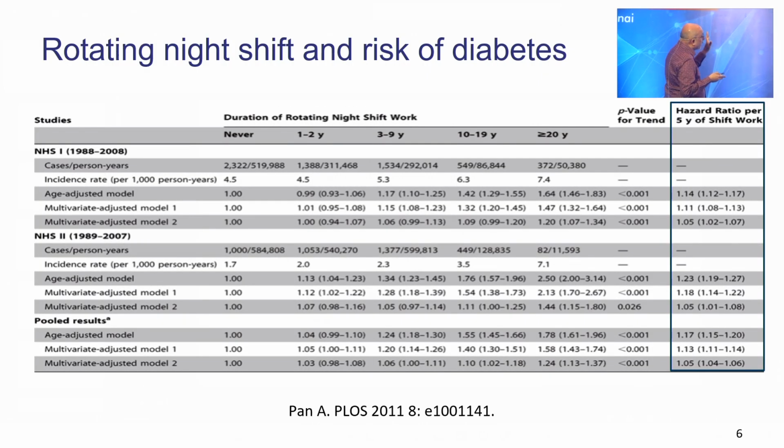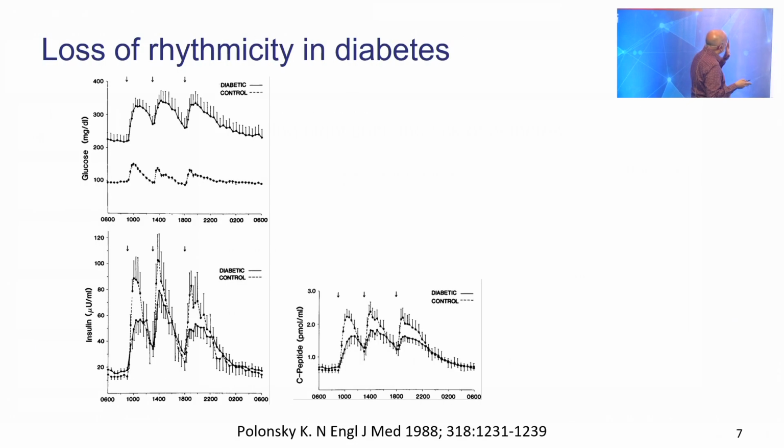This is again, just to set the context that rotating night shift increases the risk of obesity and diabetes. But let me take you back to many, many years. This is Ken Polonsky's data, which first showed that diabetes is a loss of rhythm. The first thing to be lost in diabetes is the rhythmicity by which glucose and insulin work together.